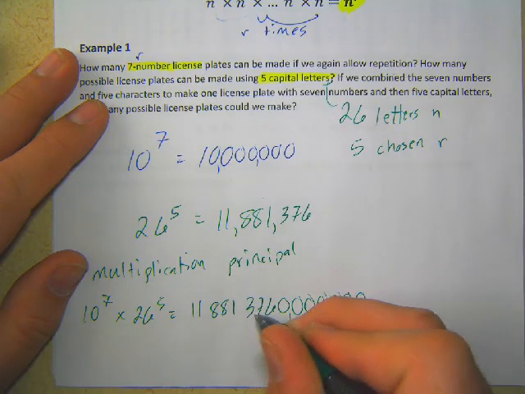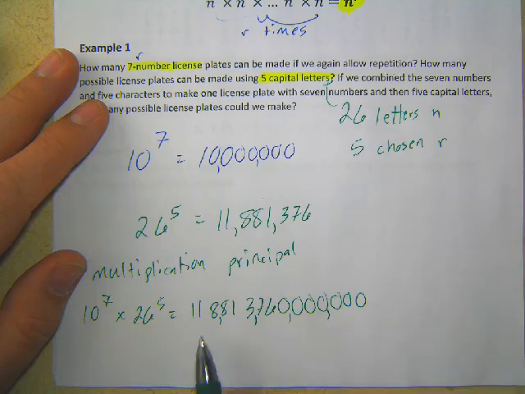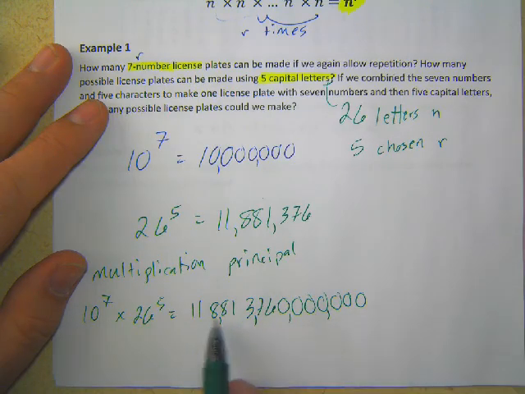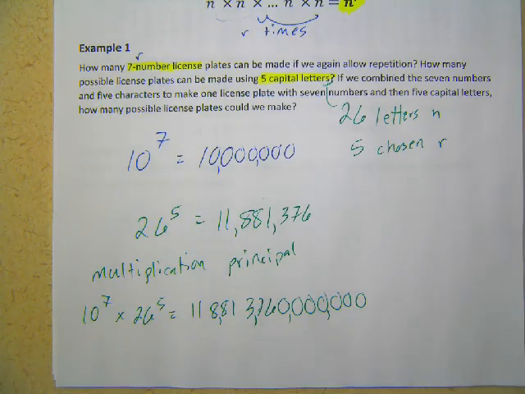Thousands, millions, billions. So 118 trillion options. Just using 12 symbols, 7 numbers and 5 letters, you already have 118 trillion options. And you can see what I was talking about: these quantities can get big fast.